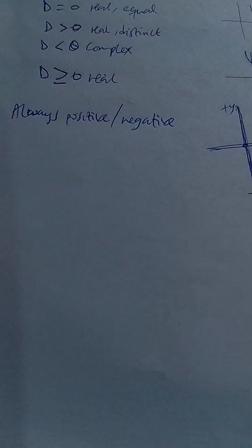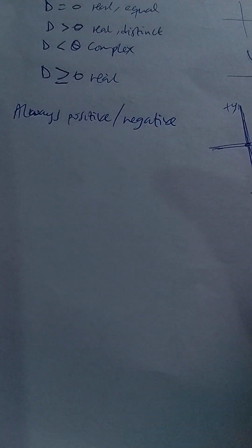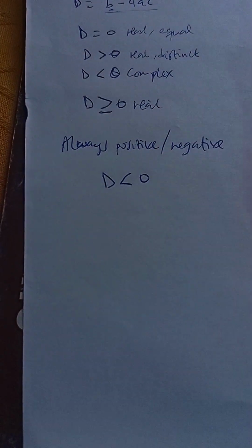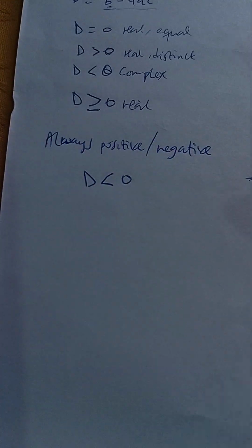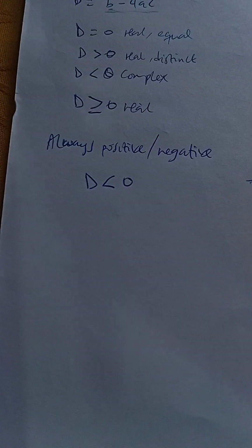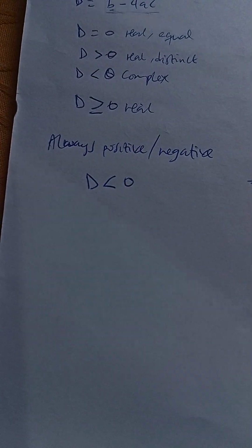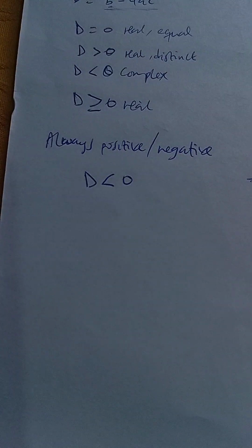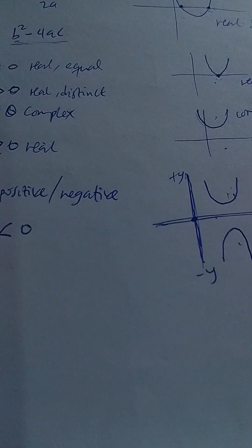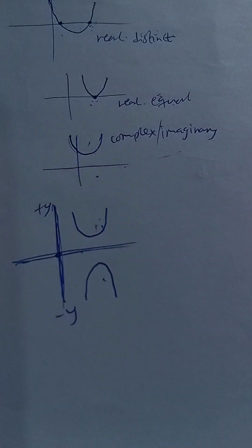So if the question says find the value of x for which the quadratic function is always positive, know that the discriminant should be less than what? 0. Then you solve it and go. So this will give birth to what we call quadratic inequalities. So let's solve one. I think this is the end. So let's solve a question on that.